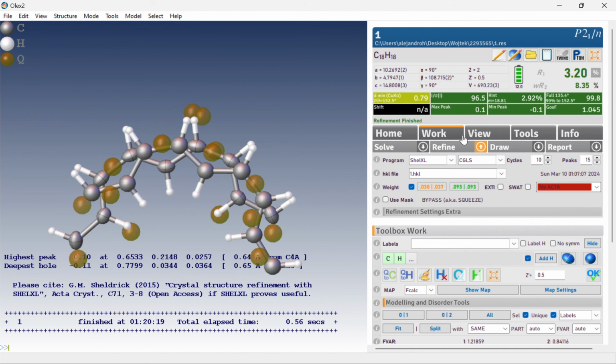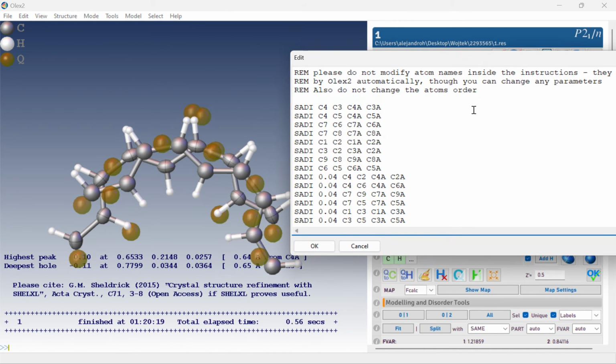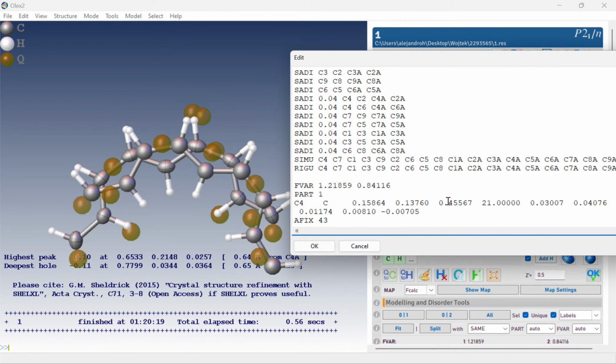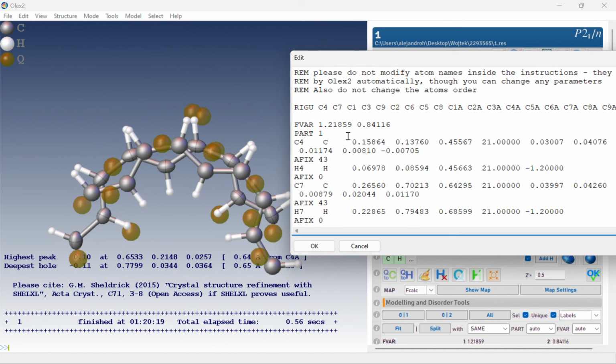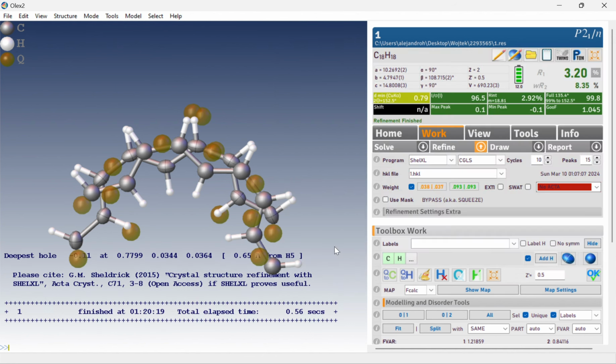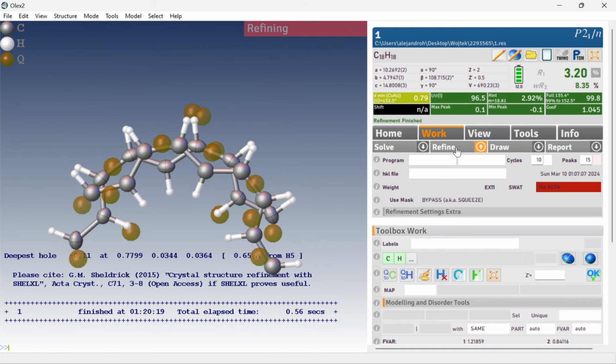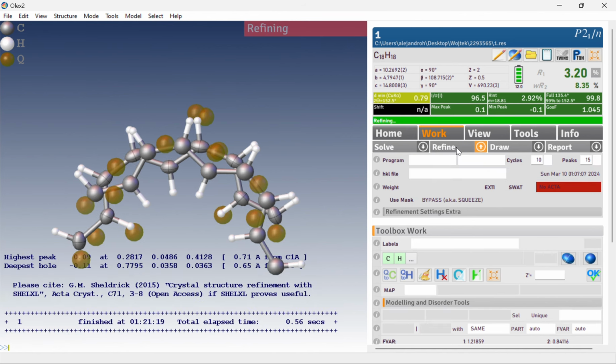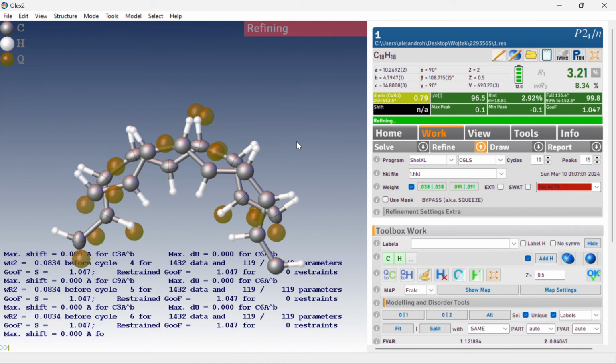In this particular case, because the data is so good, even if we remove all the restraints, let's do it now. If we remove all the restraints, I think the model will still look good. The bond distances, though, will be a bit worse, because now we kind of lost this coherence between the bond lengths in the first part and the bond lengths in the second part.